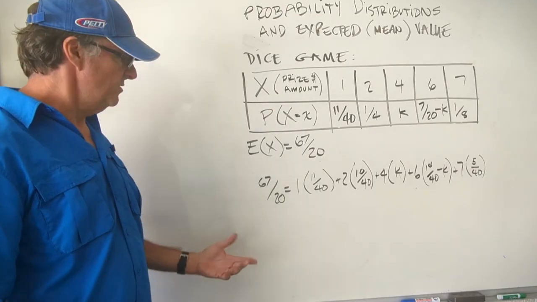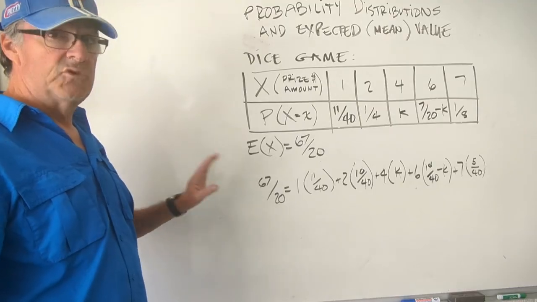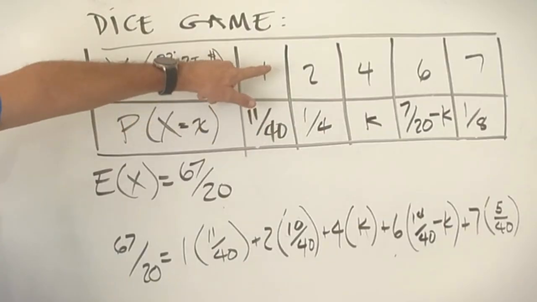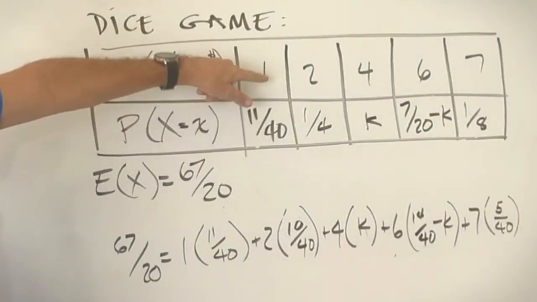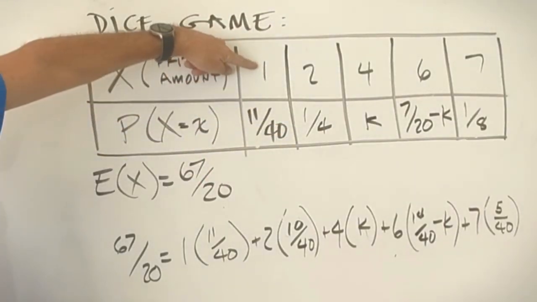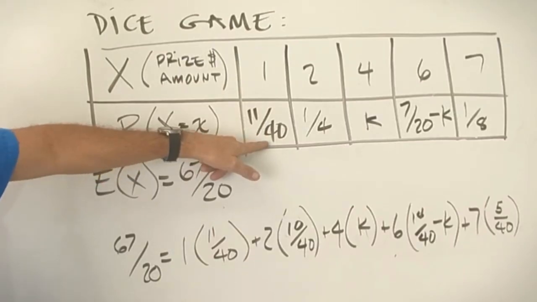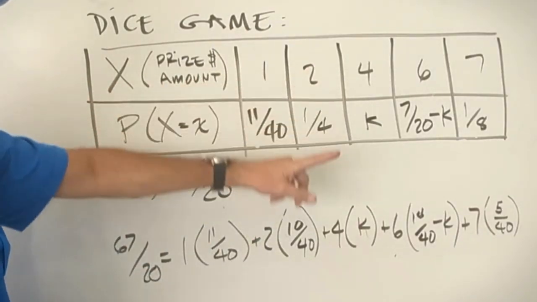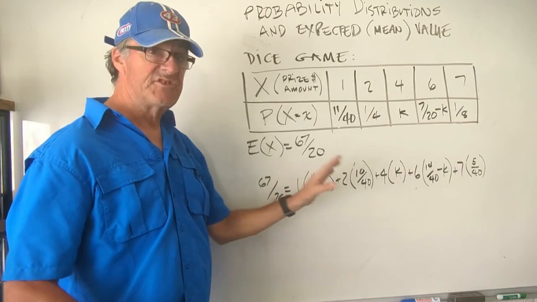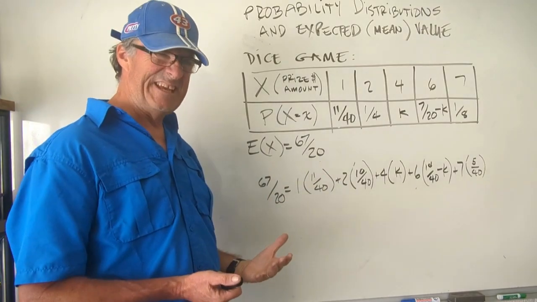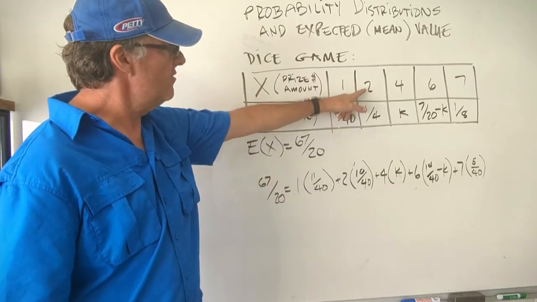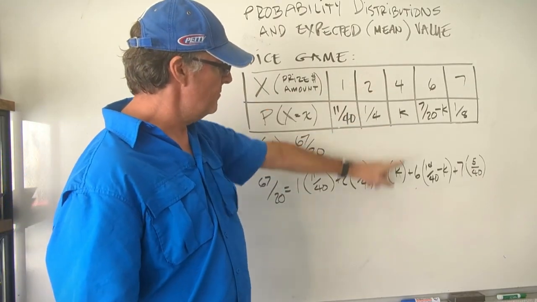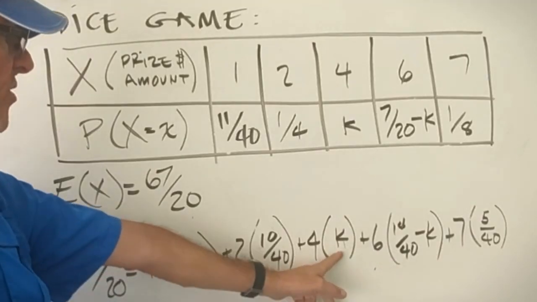Here is my plug-in step. So my expected value is going to equal the sum of the probability of each outcome times the value of the outcome. So here's win $1. The probability is 11 over 40. So it's going to be 1 times 11 over 40, 2 times 1/4. I'm making these all over 40 because that's going to help me at the end to reduce. So I have outcome winning $2 times 1/4, 10 over 40. Outcome winning $4, now I just put in my K. I don't know what that is.